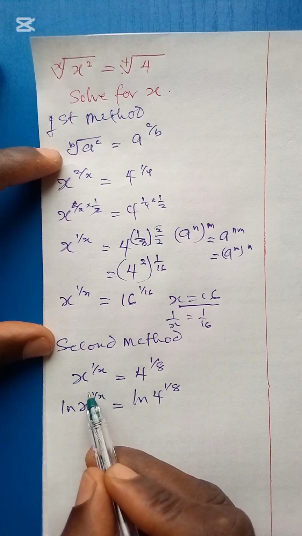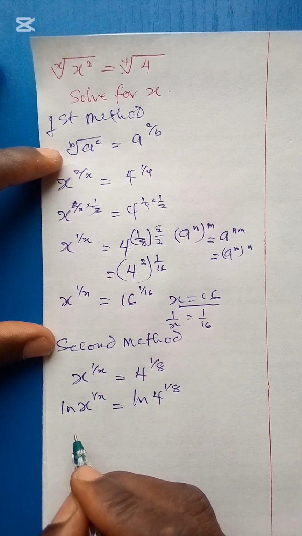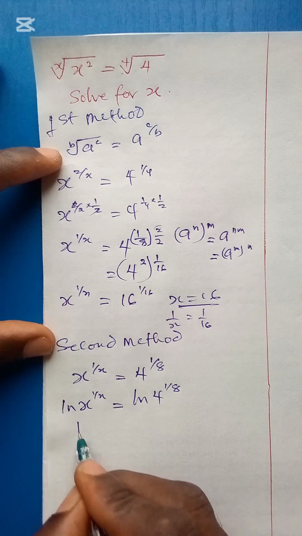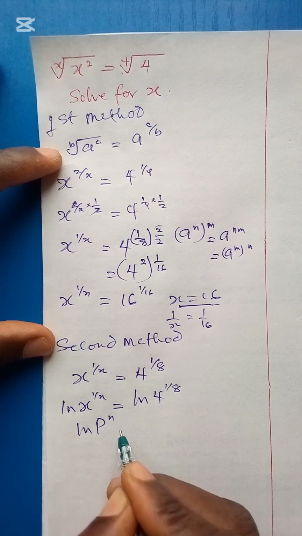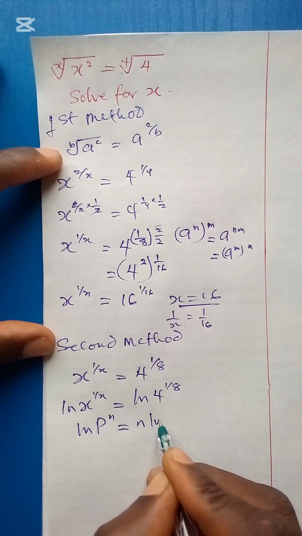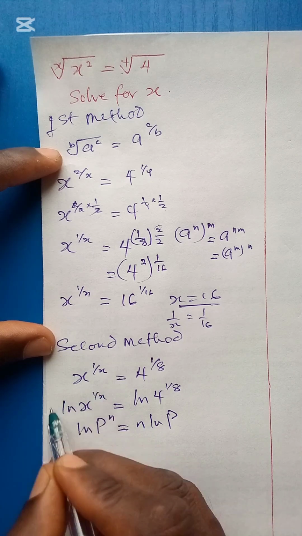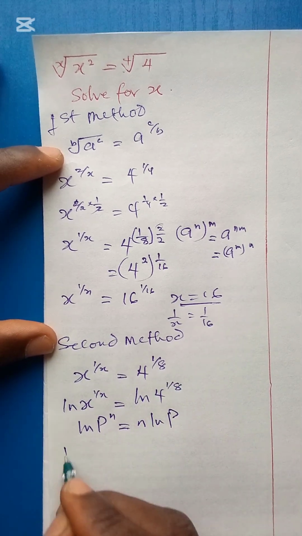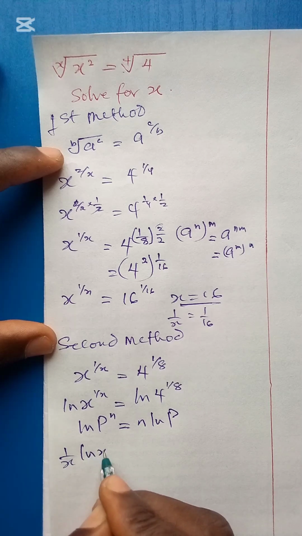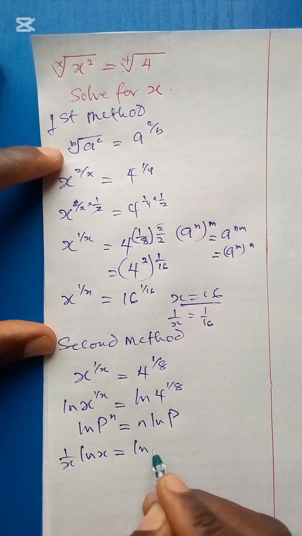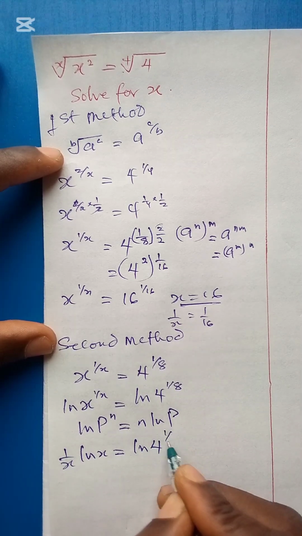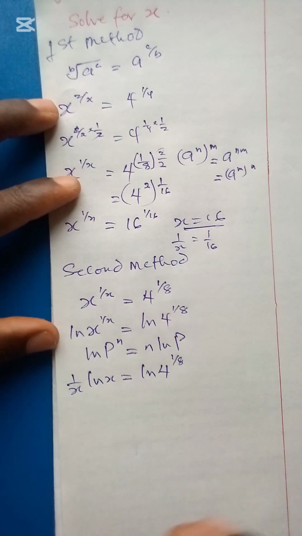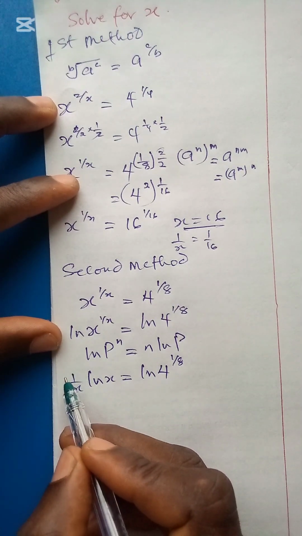The purpose is to bring down this power according to this property of logarithm: if I have ln p raised to power n, it is equal to n ln p. This power will come down, but I will choose to leave this power the way it is. So I have 1 over x ln x is equal to ln 4 raised to power 1 over 8.